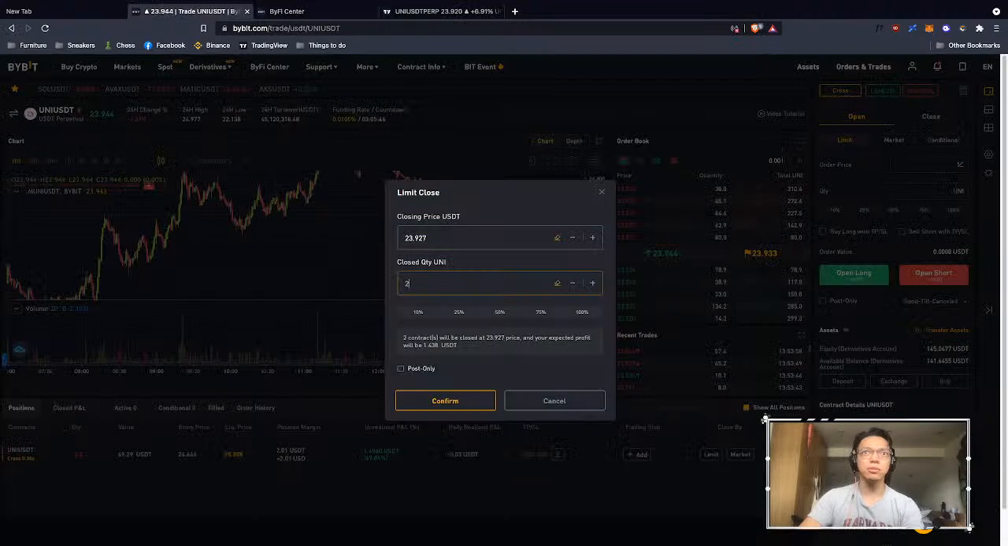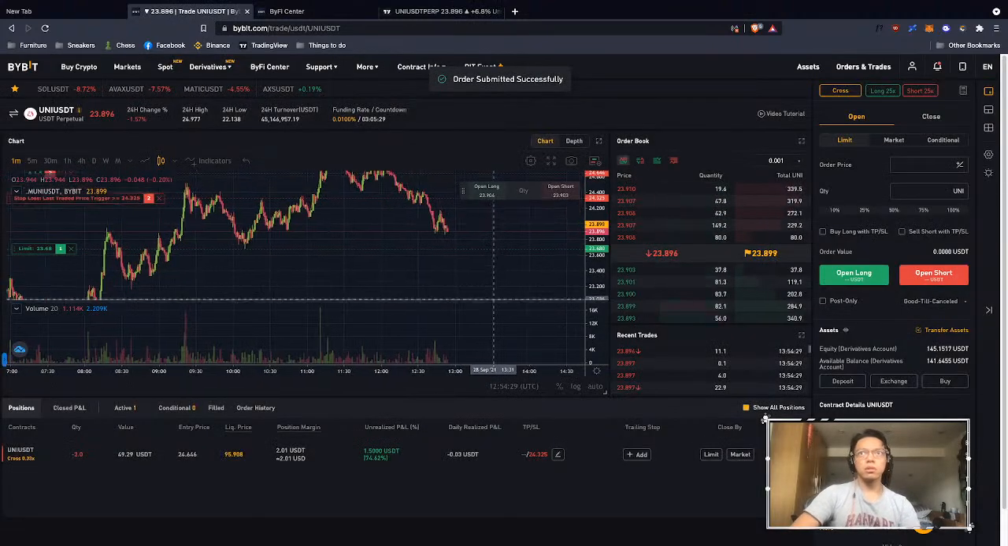I never trade Uniswap, so I don't know how much money I was actually using, and I never use cross. Confirm post only, because you get paid for the limit orders. Yeah, currently sitting pretty here.